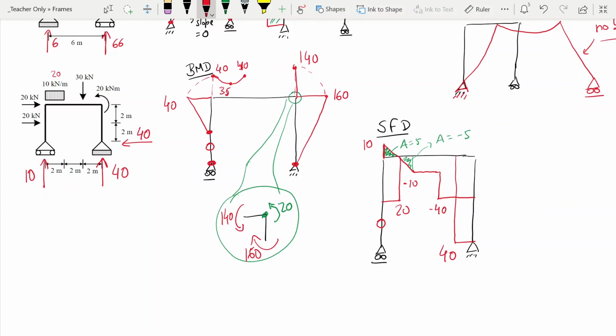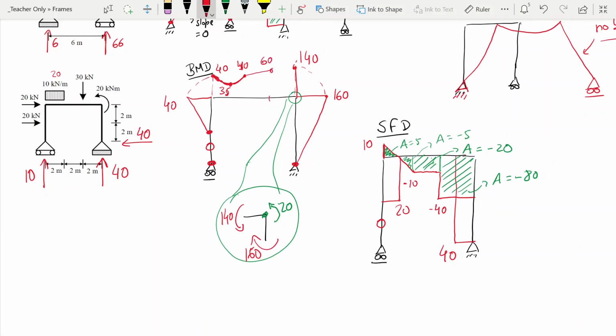So this is the parabola underneath the UDL, and it just goes from 40 to 35 and then back to 40. And then finally, we do have another area here, which is 10 times 2. So this area here is minus 20. And finally, this big area is minus 80, minus 40 times 2. So from 40, we're going to go to 60. So that's the moment after 2 meters is there, 60.